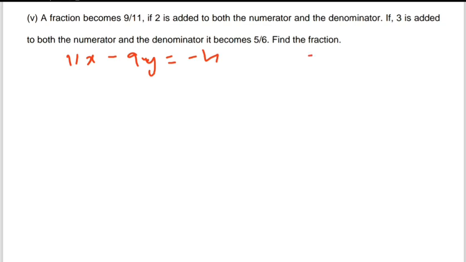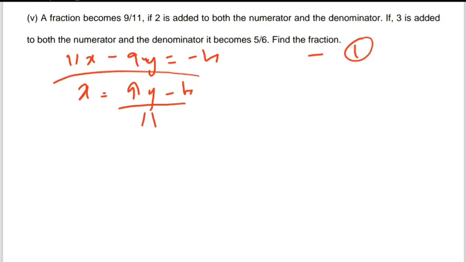So this is our first equation. Let's derive the value of x from this. So x is equal to 9y. So minus 9y changes to plus if it goes to RHS. Minus 4 by 11. So this is our value of x.